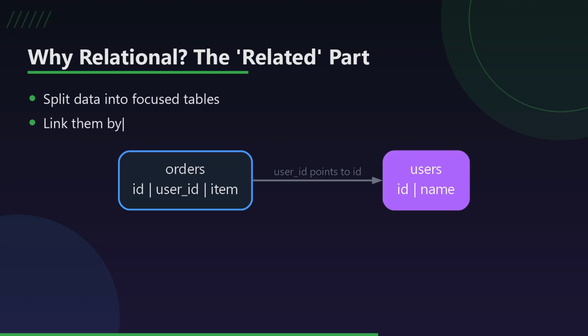Here's why they call it a relational database. Instead of stuffing everything into one giant messy table, you make small focus tables and connect them. Your orders table just stores the customer's ID number, and that ID points back to the full row in the users table. In short, you store each fact once and link to it instead of copying it everywhere.